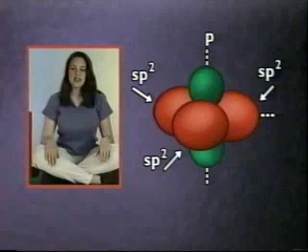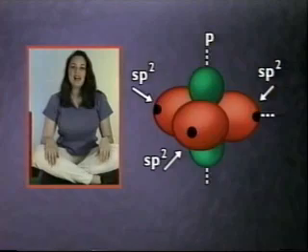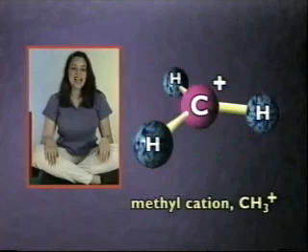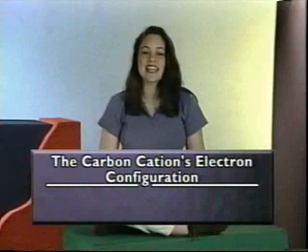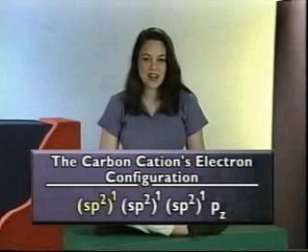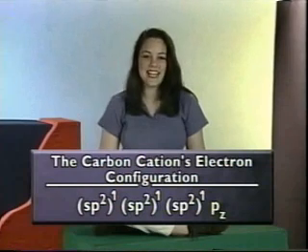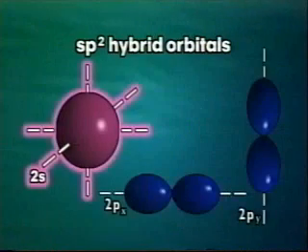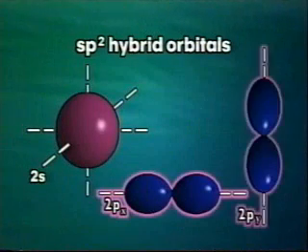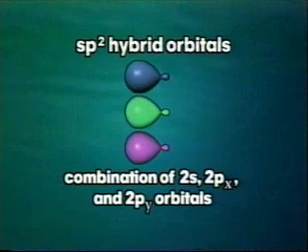Each hybrid sp2 orbital contains 1 electron to bond to a hydrogen atom and form the methyl cation CH3+. The configuration of the hybrid orbitals looks like this: sp2 1, sp2 1, sp2 1, pz. The new sp2 hybrid orbitals, constructed from the 2s, 2px, and 2py orbitals, will have sort of a distorted shape because they are made of a combination of 3 different orbitals.